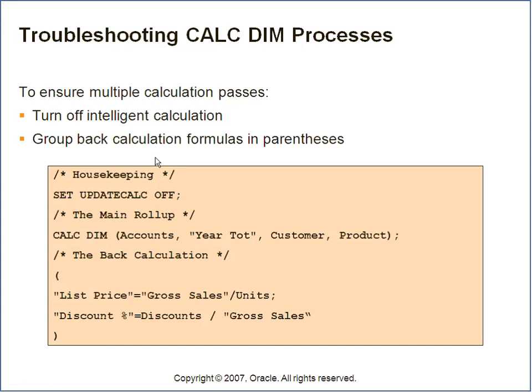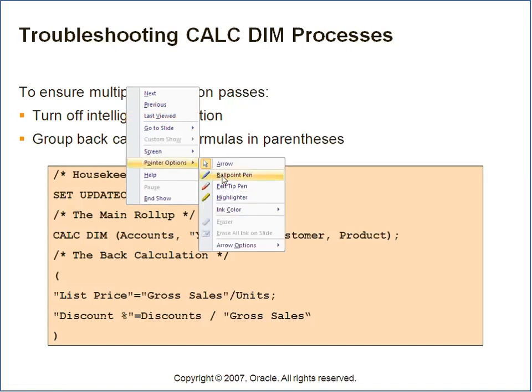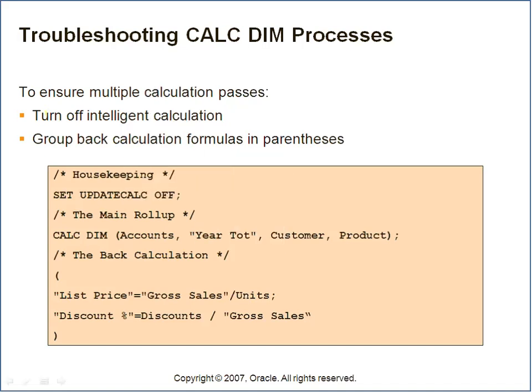So how would you go about troubleshooting your CALC process? Majorly, one thing you will have to check is that you get the syntax correct. But many times, even after getting the syntax and the logic correct, you would find certain issues happening in your calculation script. Whenever you are testing the calculation, you need to ensure that you turn off the intelligent calculation. This is something we have already discussed in our earlier classes as well, that you turn off the intelligent calc.